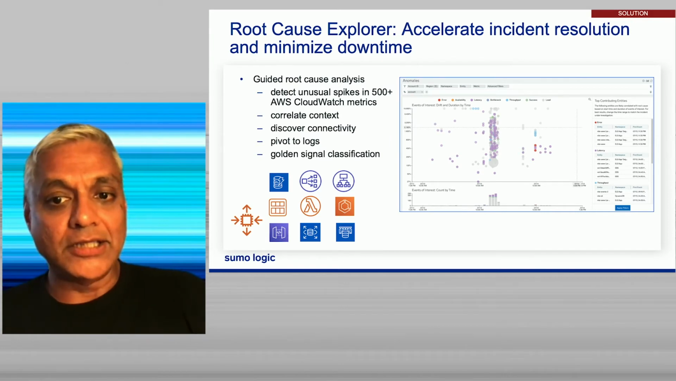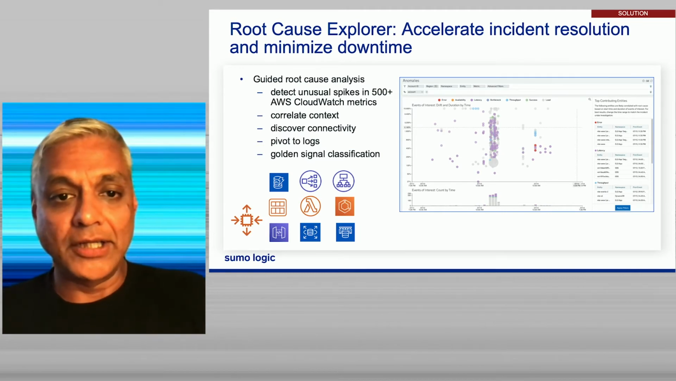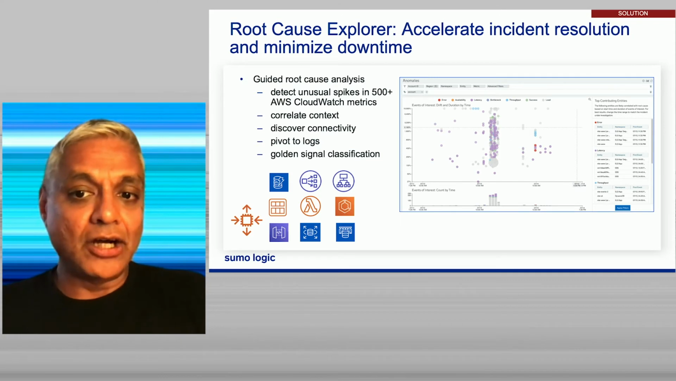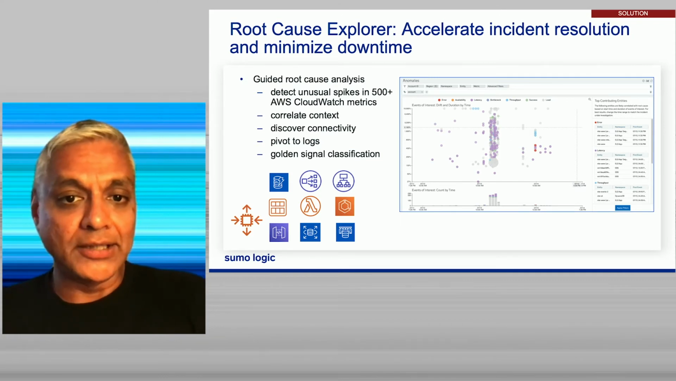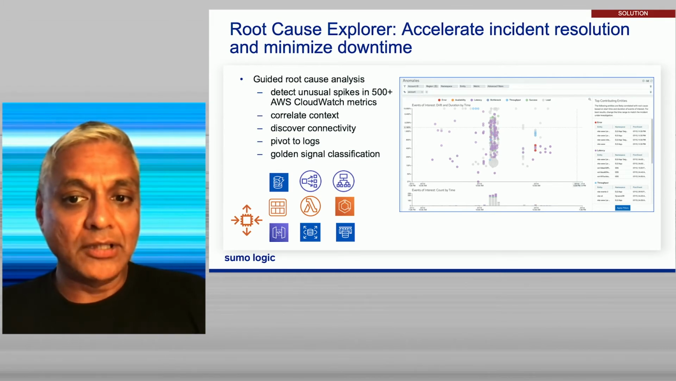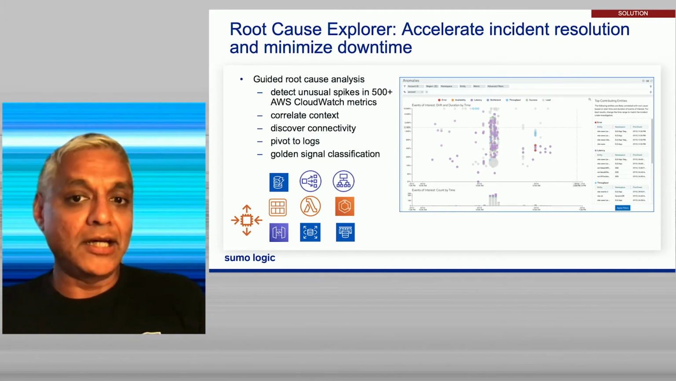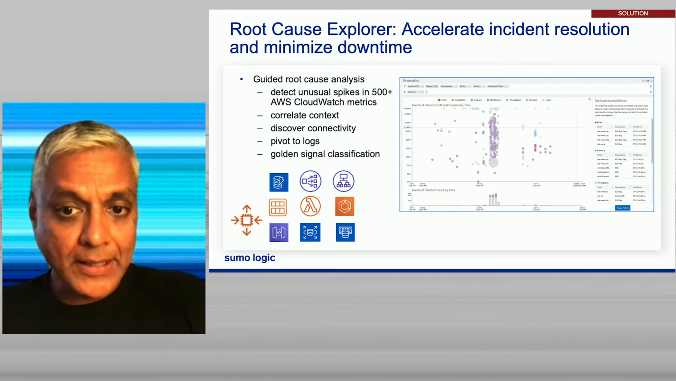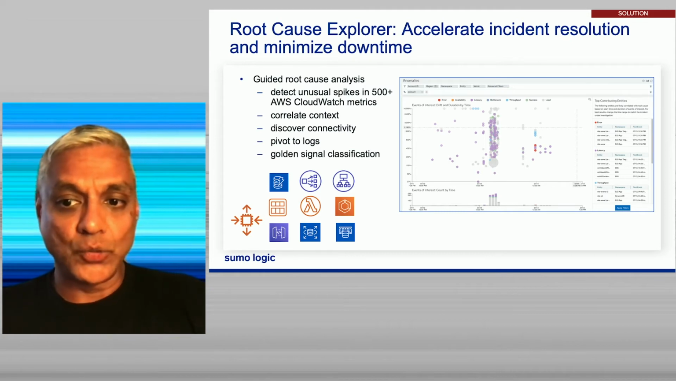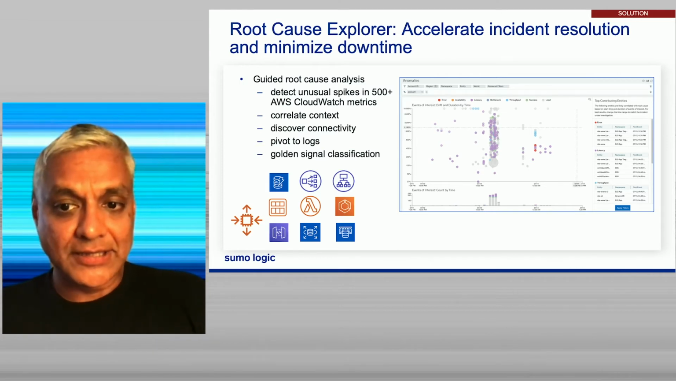The second strategy is that we help the user correlate the context surrounding any event of interest. Such context includes what other spikes happen in the same time range as the incident, in the same AWS account, in the same AWS region, for the same microservice, and other factors. Third, we all know that a breakage in one resource or entity can cascade into breakages in connected entities or services.